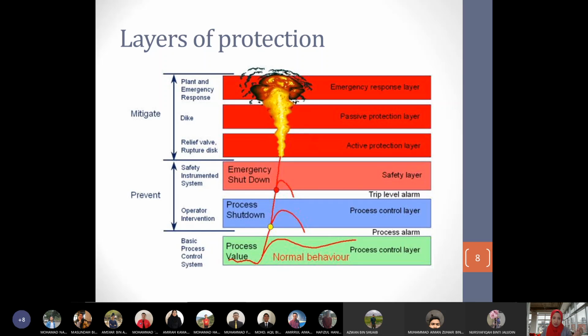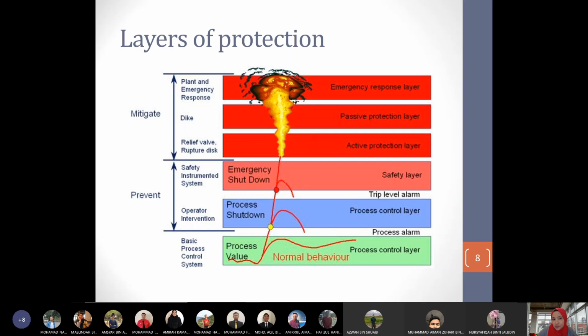And then after the emergency shutdown, if you start to have a fire, for example, you will have to have an active protection layer. This is where you have the relief valve, the rupture disc. It should automatically work at this point, and so that is considered an active protection layer. At the same time, you can also have a passive protection layer, for example, a dike. A dike is like a wall that contains the fire. And finally, you need to have human intervention.